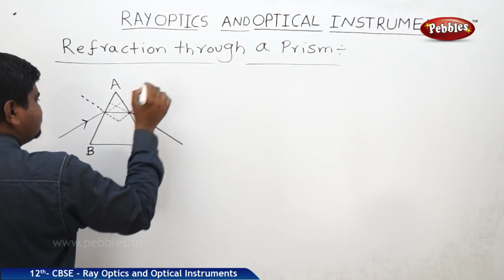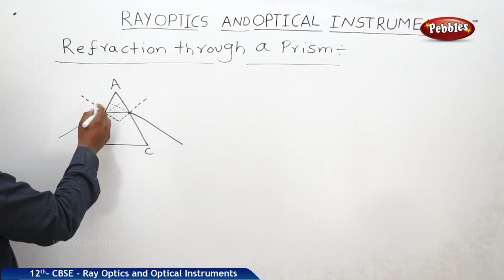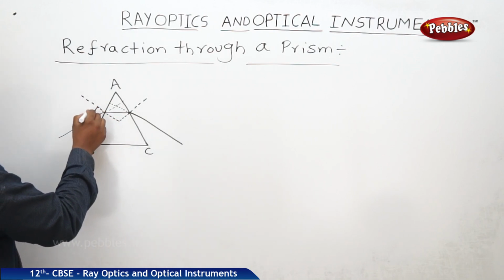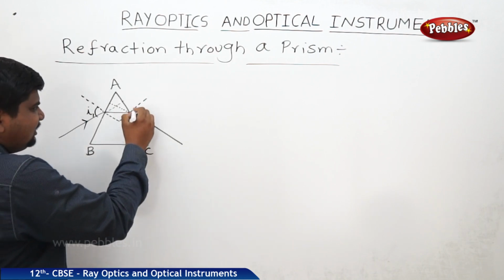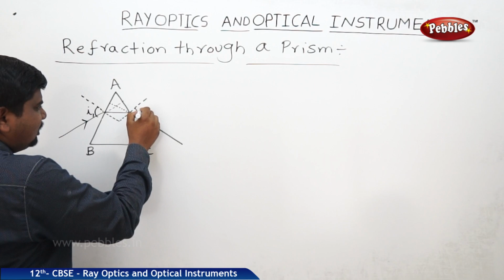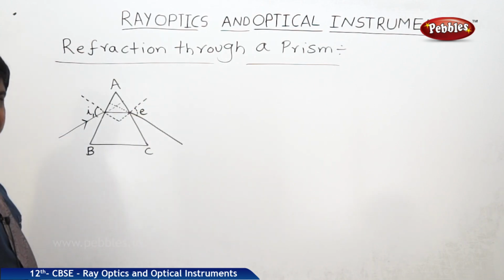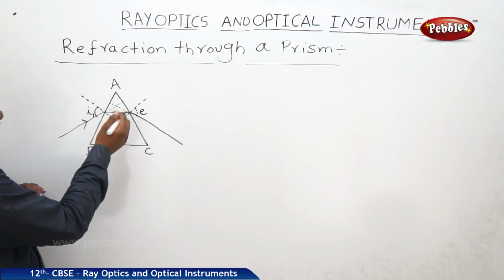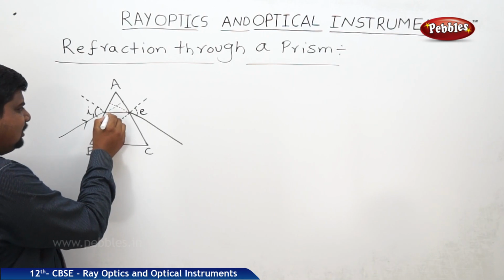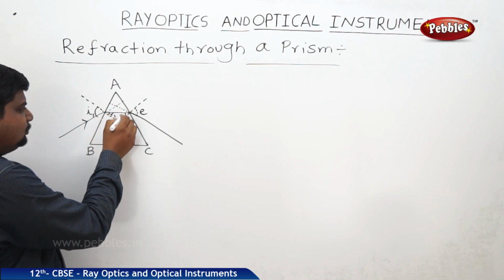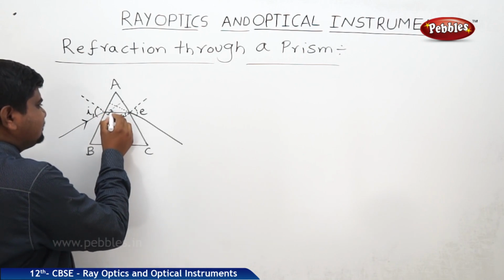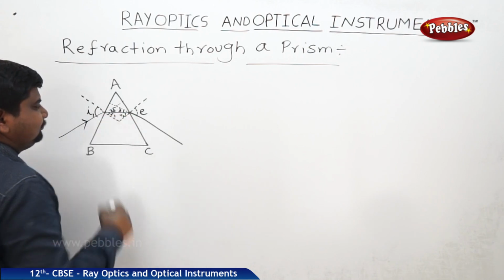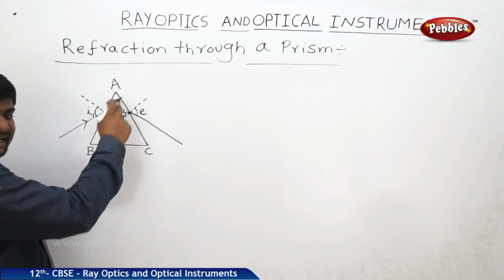This incident ray with respect to the normal makes an angle called I1, or I. This is the emergent ray. This emergent ray is also making an angle with respect to the normal called E, because it is the angle of emergence. And here refraction takes place, R1 and R2. These are the deviations, delta and delta. And ABC is the triangle.